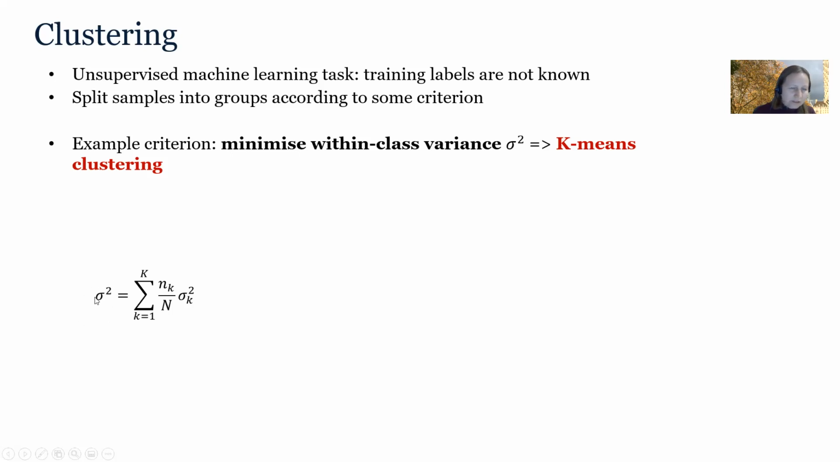The sigma squared is our within class variance. This within class variance is calculated from variances for each class. And these variances are weighted by the size of the class. Here you can see the number of samples within a class, and n is the number of all samples. And we sum them up.